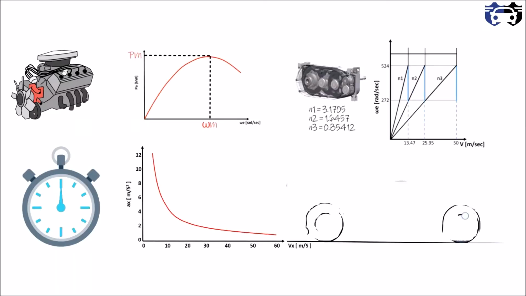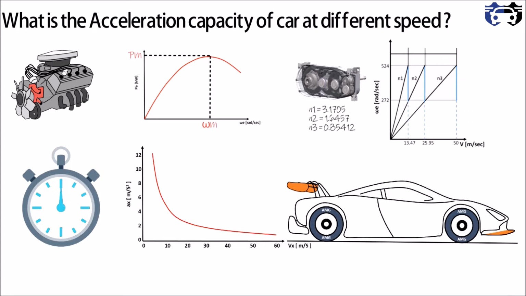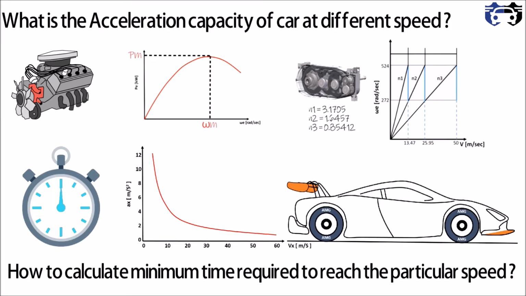In this video you will learn what the acceleration capacity of a car is at different speeds and how to calculate the minimum time required to reach a particular speed. So without spending much time, let's start. First we are taking the acceleration capacity of a car at different speeds.